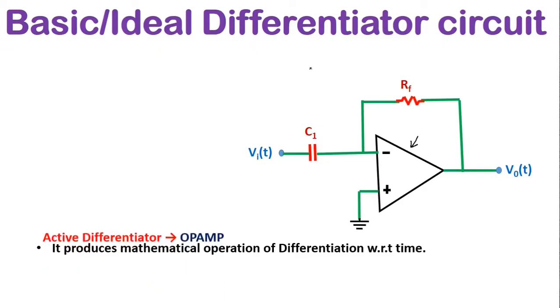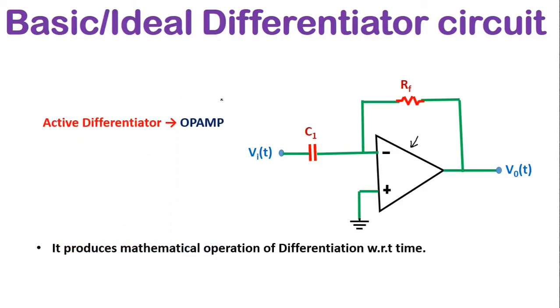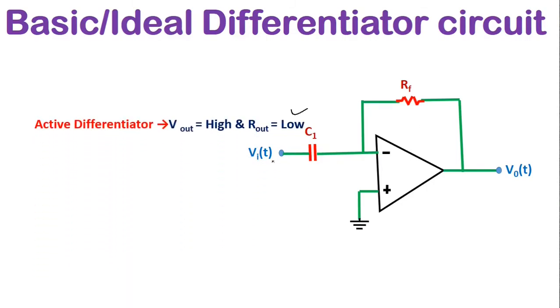This op-amp differentiator is also called an active differentiator because it uses an active device, the operational amplifier. So here we can see that to design this differentiator circuit we have used an active device, that is the operational amplifier, and these active differentiators have high output voltage and low output resistance than RC differentiators, which we have studied in the previous classes. So to eliminate the limitations of the RC differentiator, we use this operational amplifier differentiator circuit or active differentiator circuit.